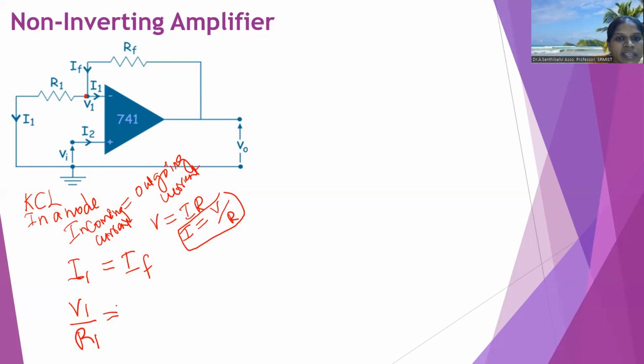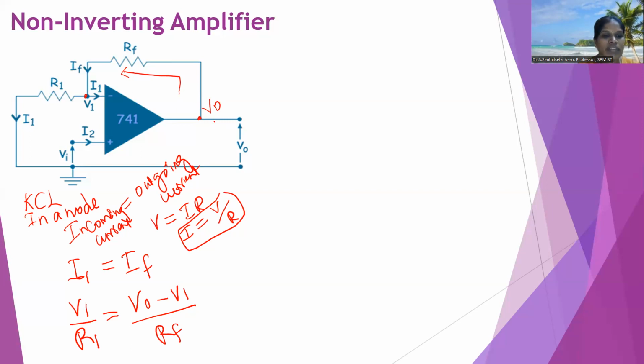Here, IF equal to this point V out minus V1 divided by RF. Why does it look like this? The current flow is from here to here. That's why we are writing V out minus V1 divided by RF.